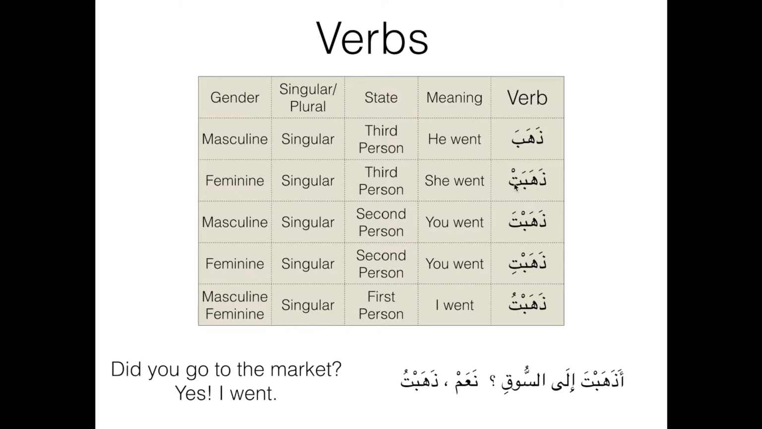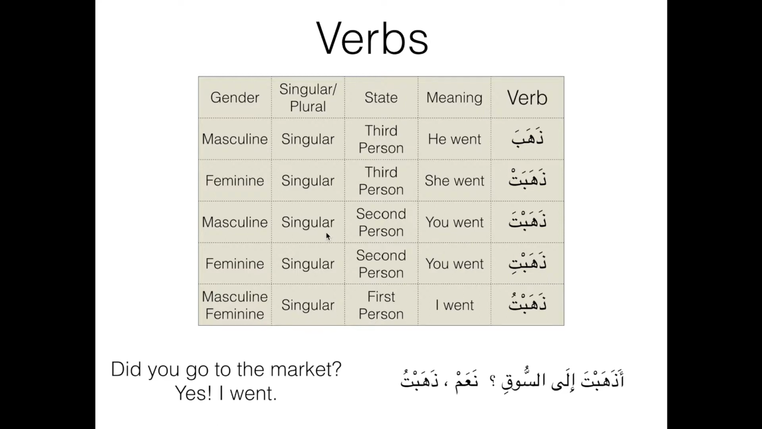ذهبت. We've added the ta maftuha. This is called ta maftuha, an open ta. Maftuha means open. We have placed it right after dhahaba, so it becomes dhahabat. She went. The ta over here tells us that it's feminine, third person singular and feminine as well. Dhahabta. Now look, there's a fatha on the ba, and now there's a sukoon. We've added this pronoun here. Dhahabta, you went.